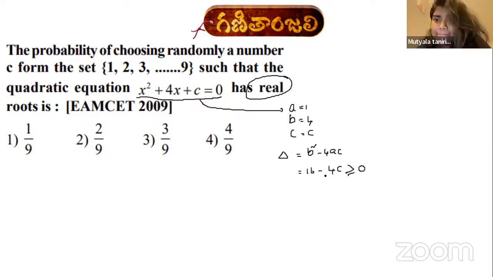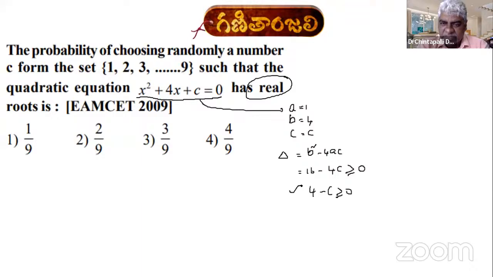Dividing both sides by 4, we get 4 minus C greater than or equal to 0. To satisfy this inequation, for what values of C? 4 minus C must be greater than or equal to 0. Just use our logic and common sense to tell the values of C.